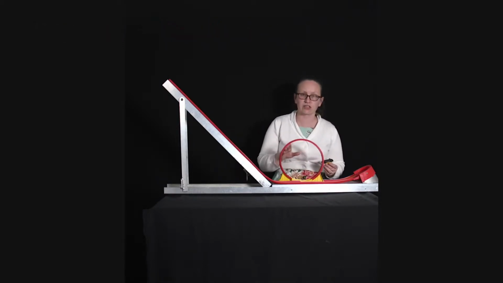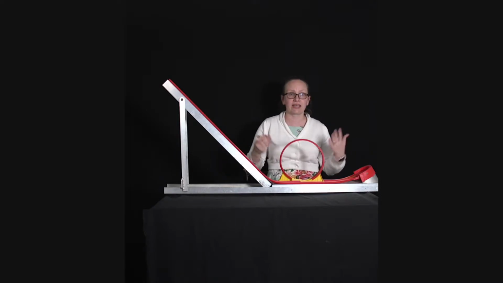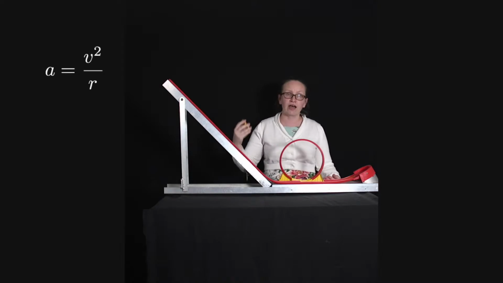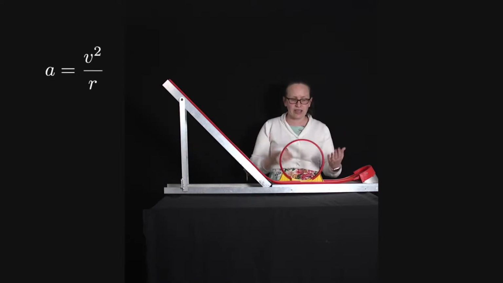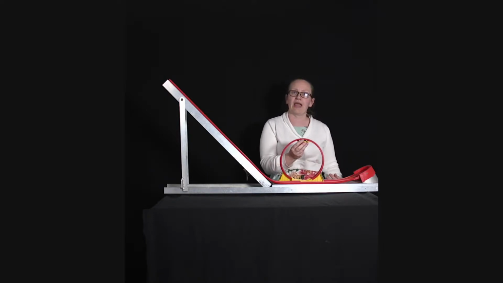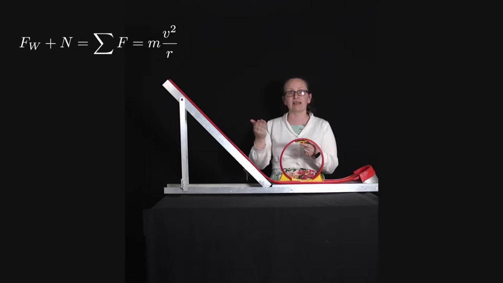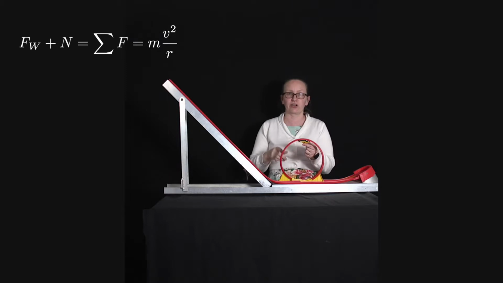Now this track is circular, so the car's going around in a circle, and we've seen that the acceleration when something is undergoing circular motion is given by v squared on r. So the net force acting on the car as it traverses this circle is given by mv squared on r. So we know two things. We know that the net force pulling the car downwards is given by mg plus N, and that this net force must be equal to mv squared on r as it's traversing a circle.